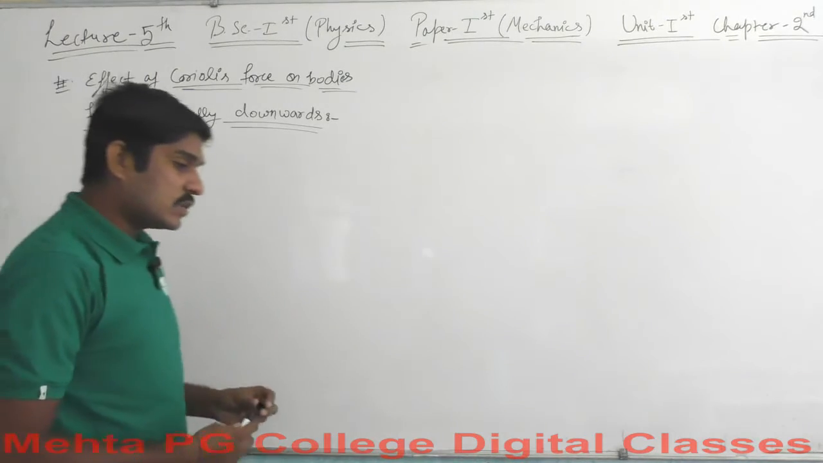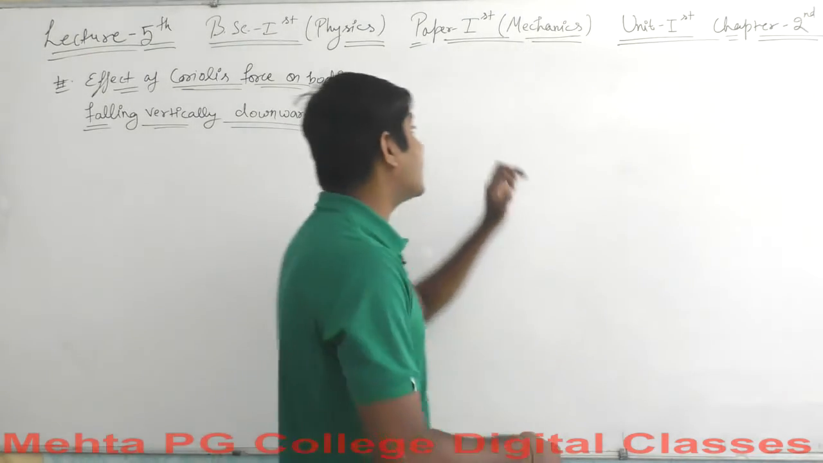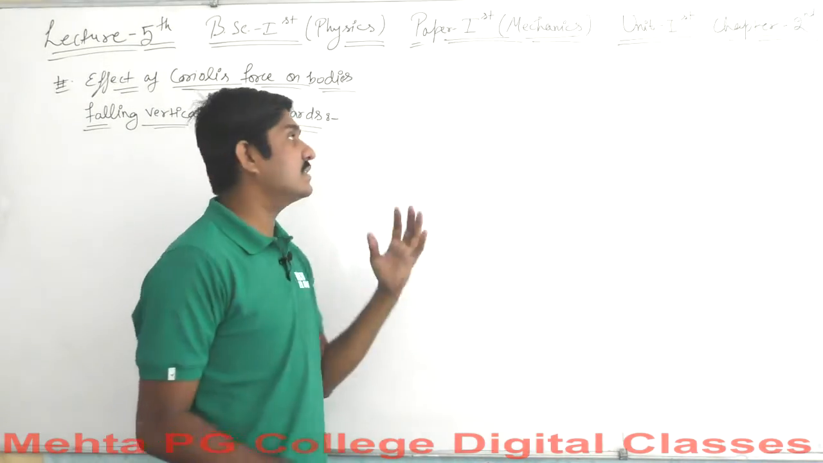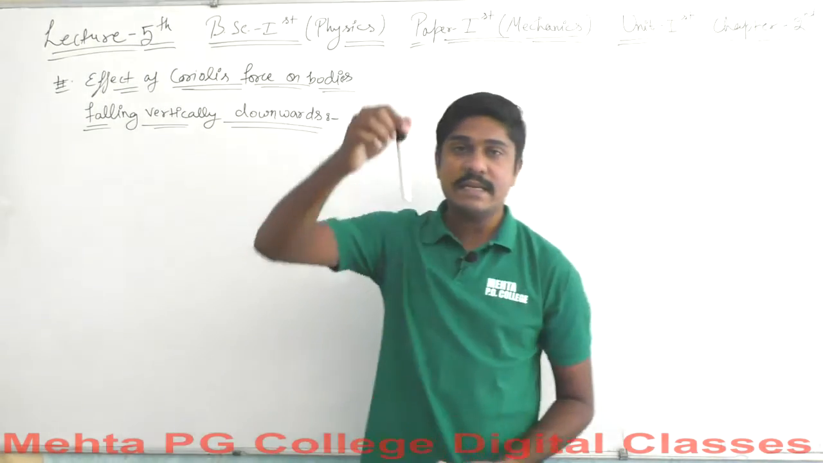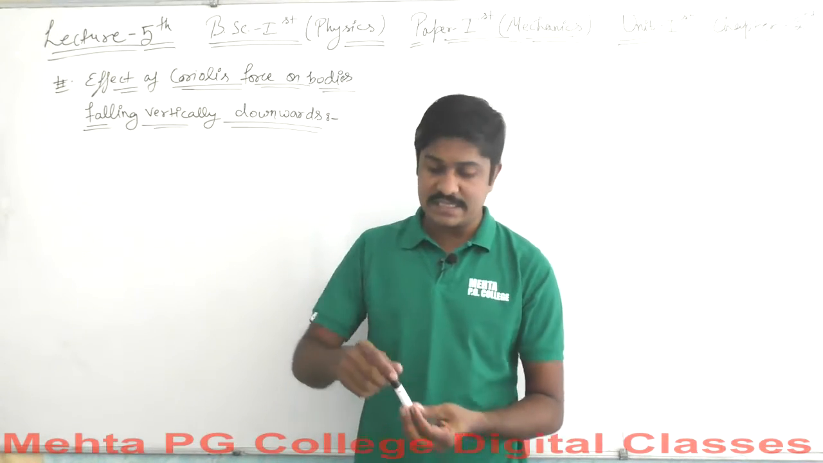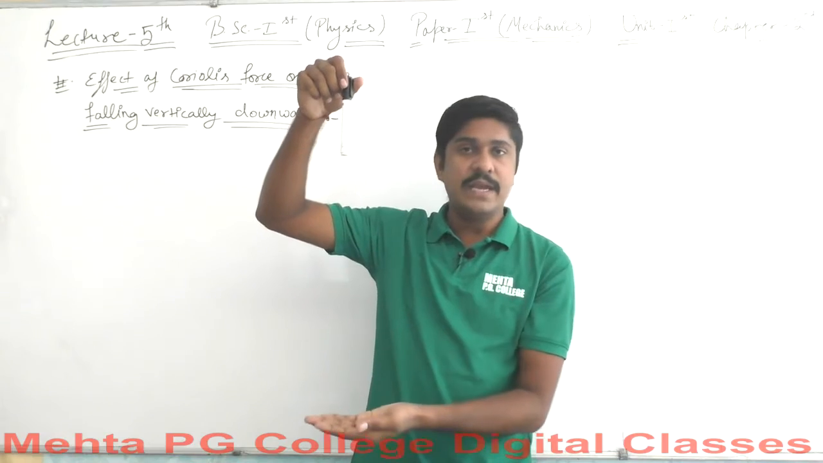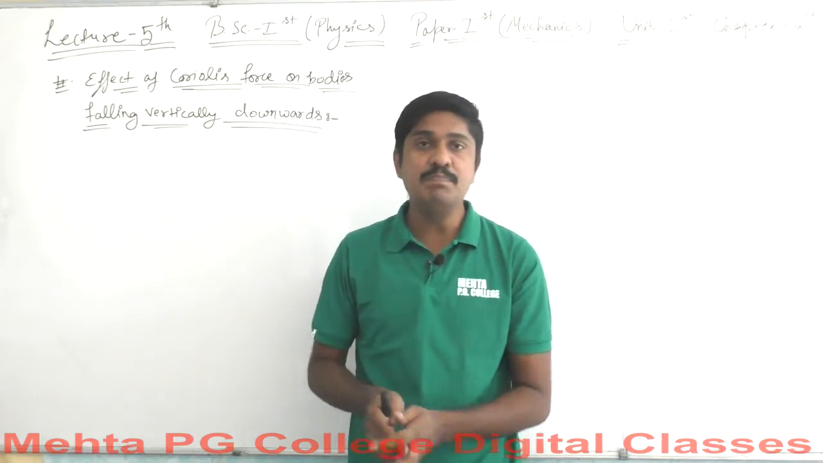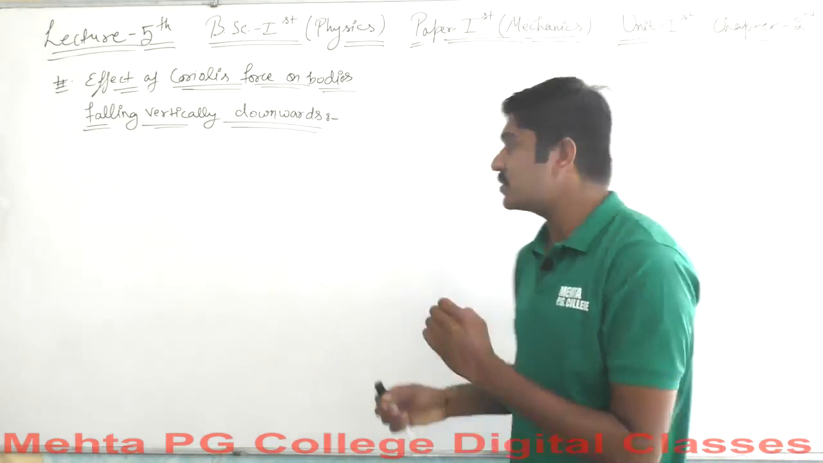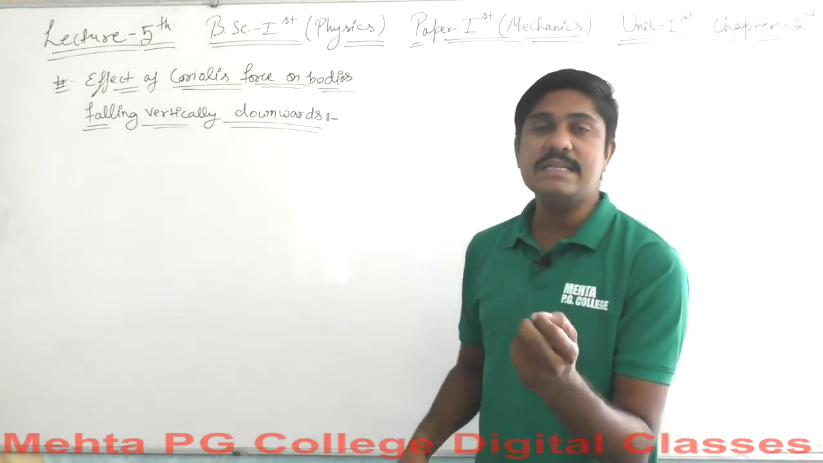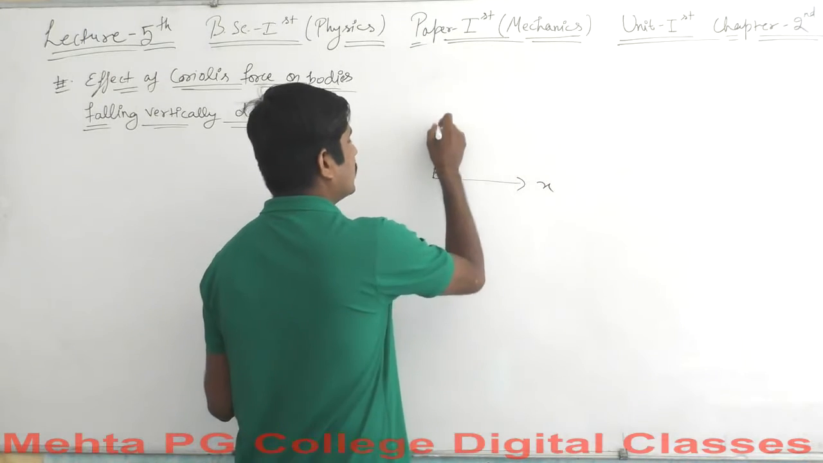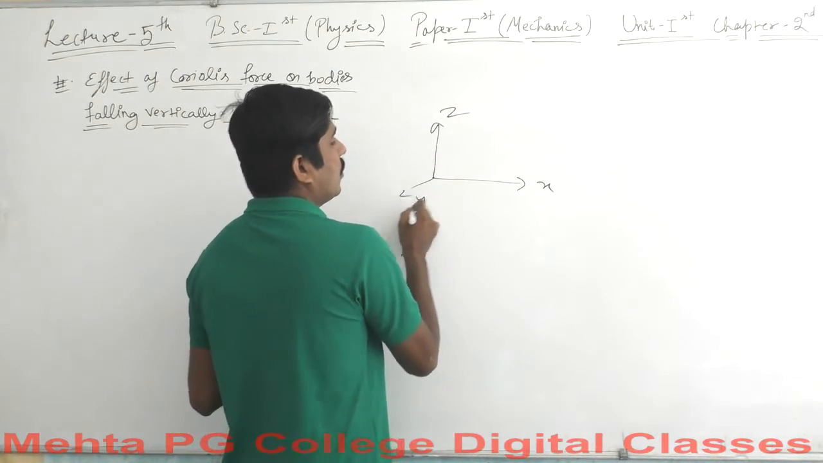For this scenario, let's consider that an object is placed at a height and is falling vertically downward. We will get the figure also. The object is falling towards the earth, and the vertical axis is taken as the z axis. In the axial representation, this is the x axis, this is the z axis, and this is the y axis.